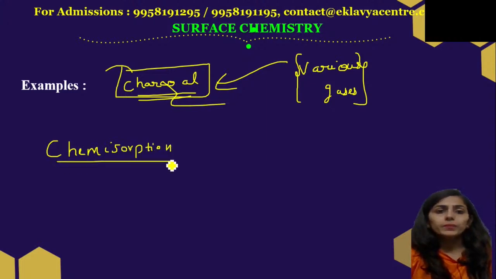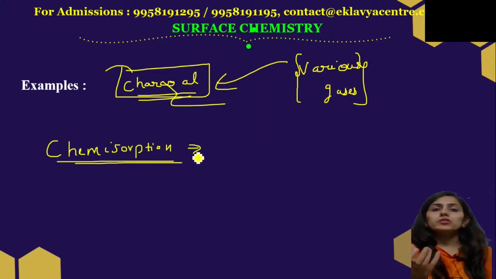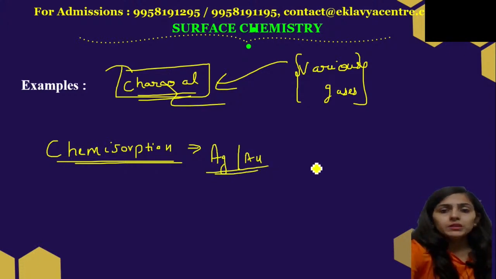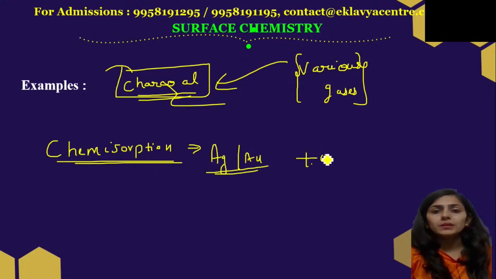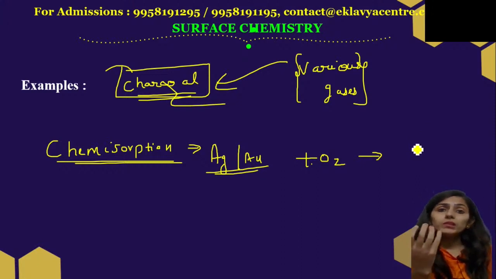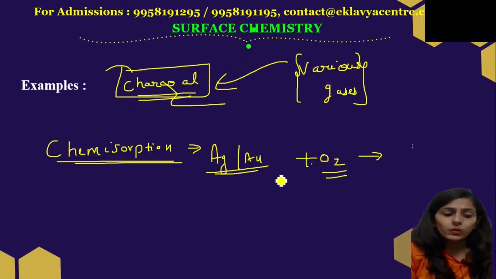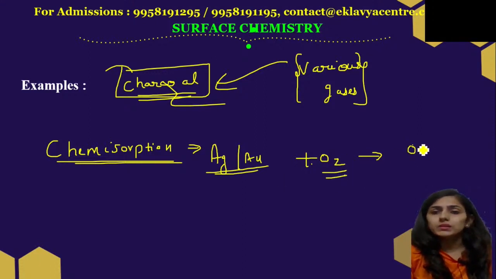Like whenever we purchase gold or silver ornaments, right? Whenever you go to the market and purchase silver and gold ornaments, initially they are new, right? But after a certain time, after a few months or years, their shine actually gets lesser with time. So what happens? Due to the adsorption of oxygen on their surface. This is oxidation.